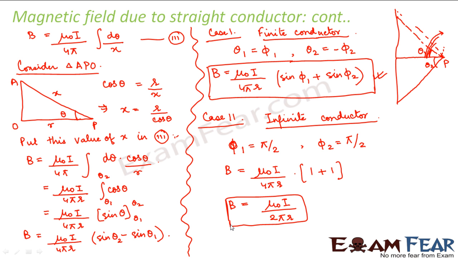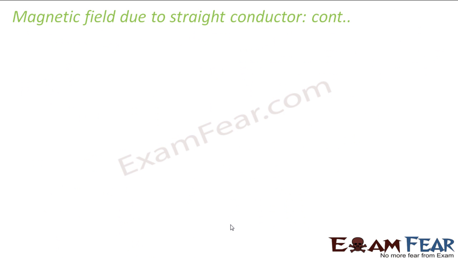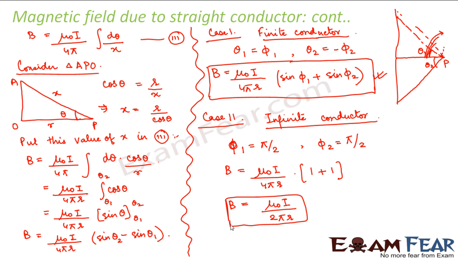Okay, so now that we studied the magnetic field due to a straight current carrying conductor, it is time that we study the magnetic field due to a circular loop, because in case of a circular loop there is a little difference from what we studied in case of a straight conductor. So I hope the direction of the magnetic field for a straight conductor is also clear to you.